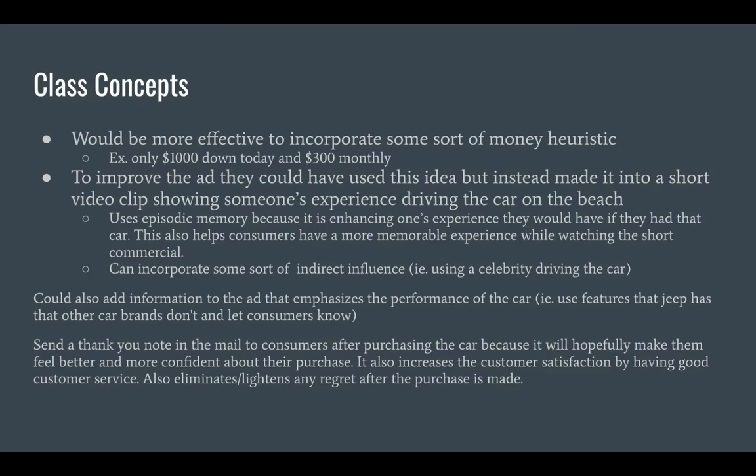Lastly, they can incorporate some sort of indirect influence, like using a celebrity or an athlete driving the car. This could also have an unbiased effect on consumers. They could also add information to the ad that emphasizes the performance of the car. So for example, Jeep could be a very sporty car, or like I've been saying, off-roading.